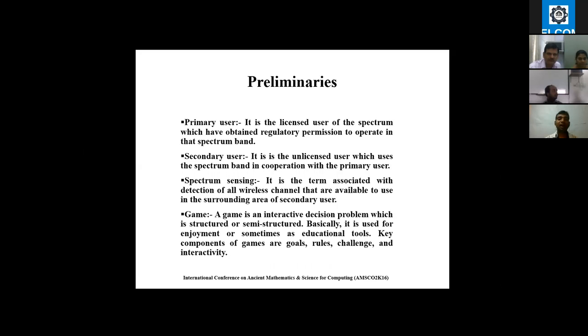Preliminaries. Primary user means a licensed user of a spectrum who has obtained regulatory permission to operate in that spectrum band. Secondary user is an unlicensed user which uses a spectrum band in cooperation with the primary user. Spectrum sensing is a term associated with detection of all wireless channels that are available to use in the surrounding area of the secondary user. Game: a game is an interactive decision problem which is semi-structured. Basically, it is used for enjoyment or sometimes as an educational tool.